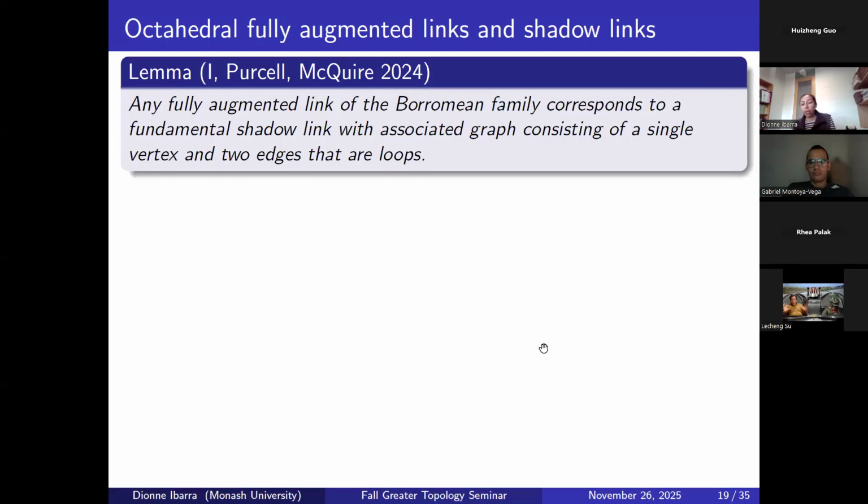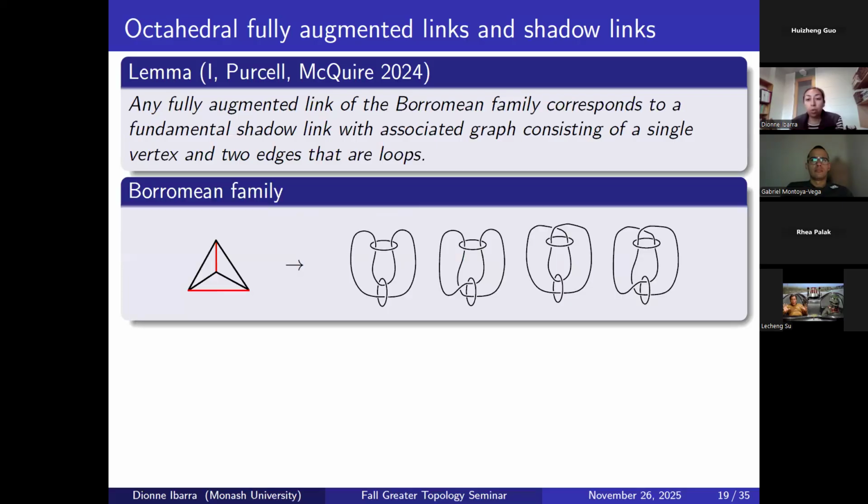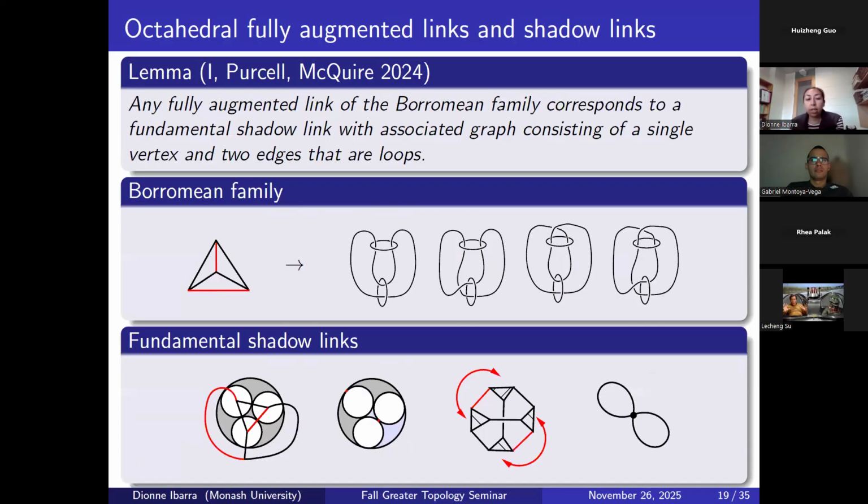Okay, so what we did is we proved this almost constructively. So we first start with the base case. We showed that any fully augmented link of the Borromean ring family corresponds to a fundamental shadow link with associated graph of the building blocks consisting of a single vertex and two edges that are loops. So maybe I didn't show that, this guy here.